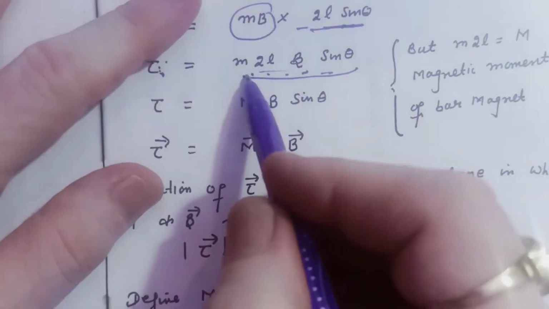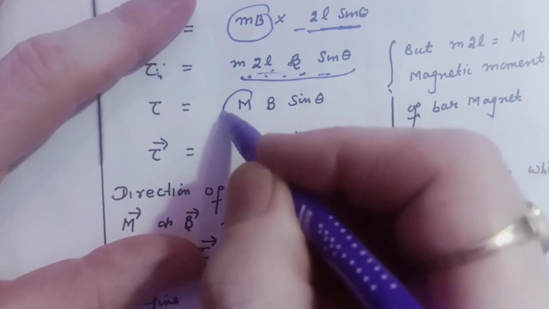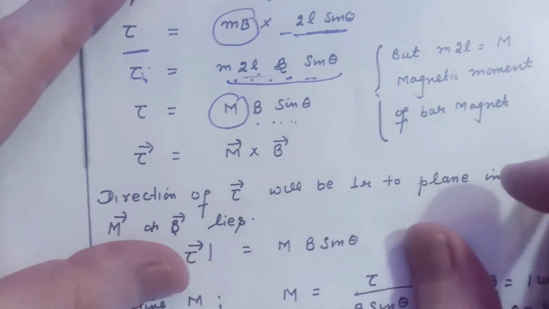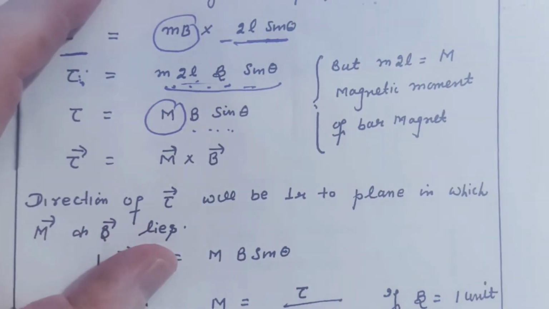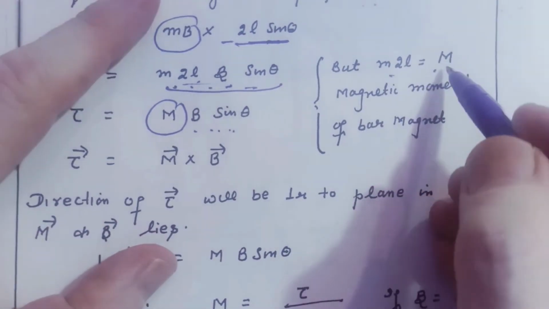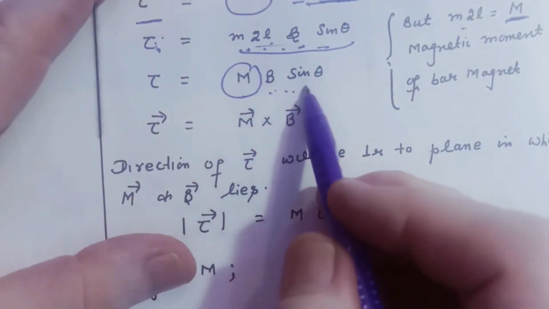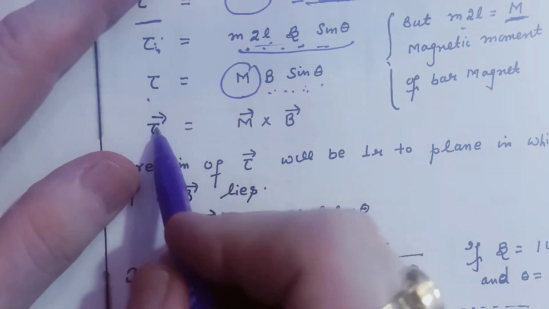So I replaced m into 2L by the magnetic moment m, so it becomes mB sine theta, where m into 2L is the magnetic moment. Okay, so this is mB sine theta, because torque is a vector quantity.